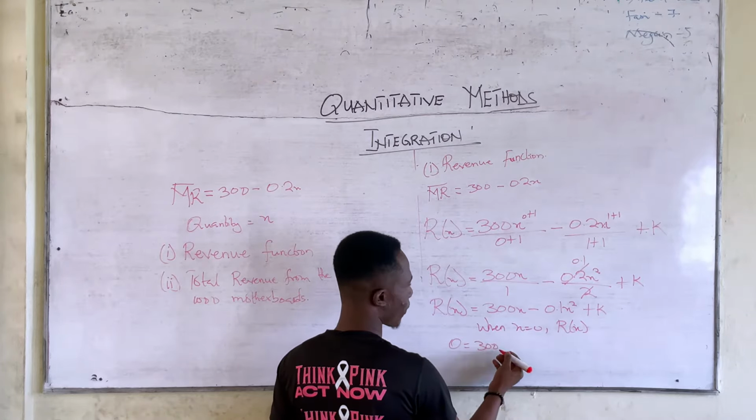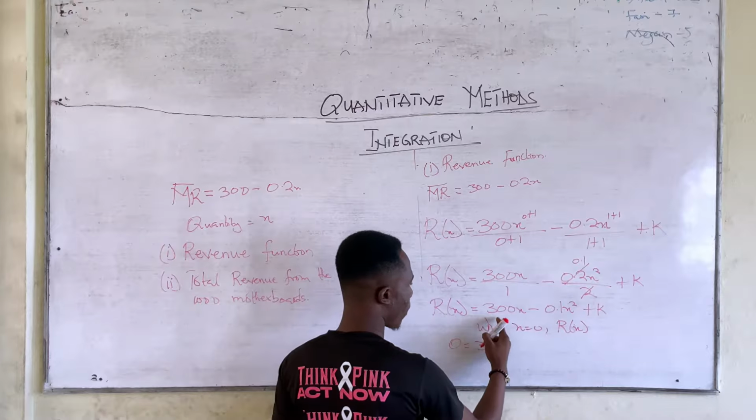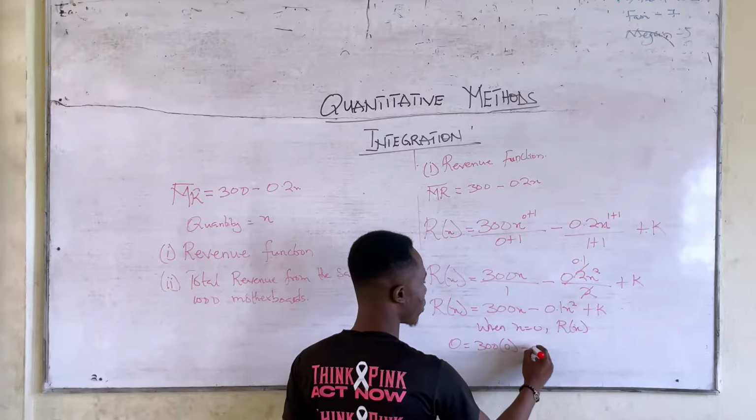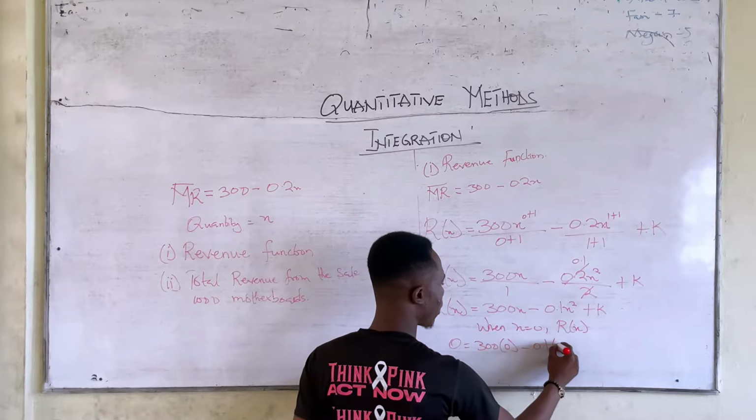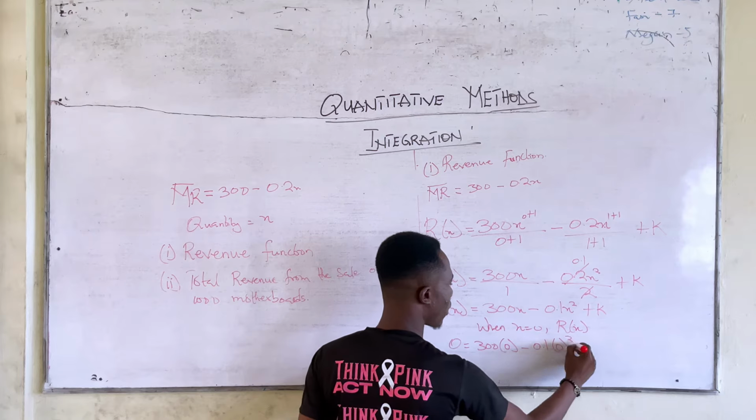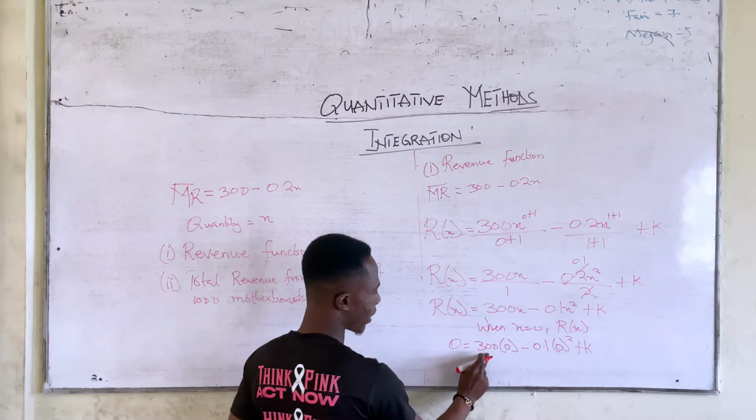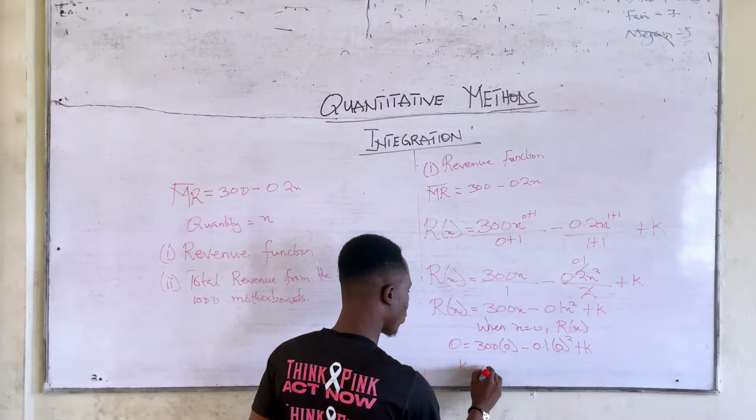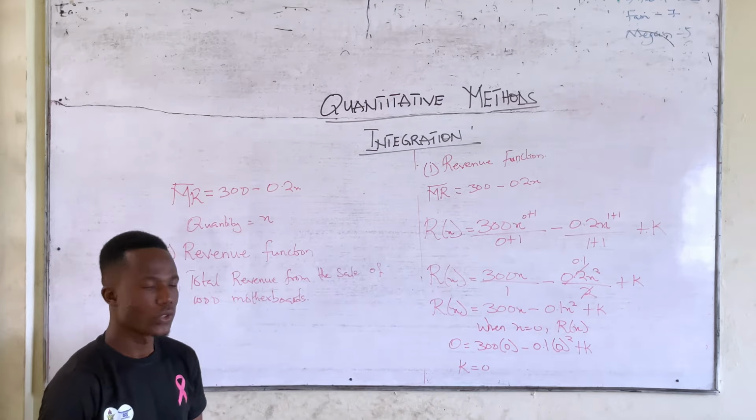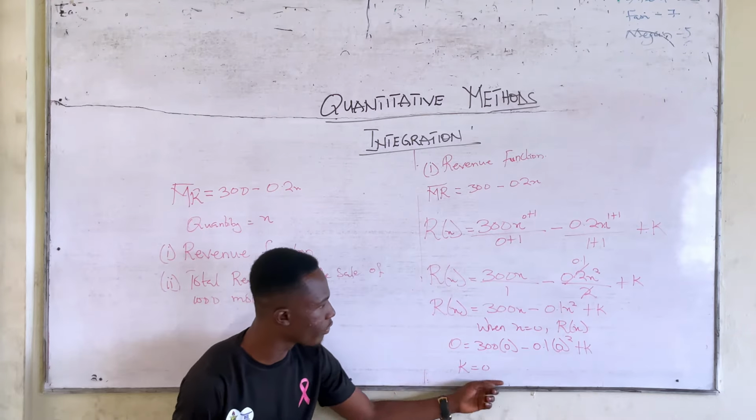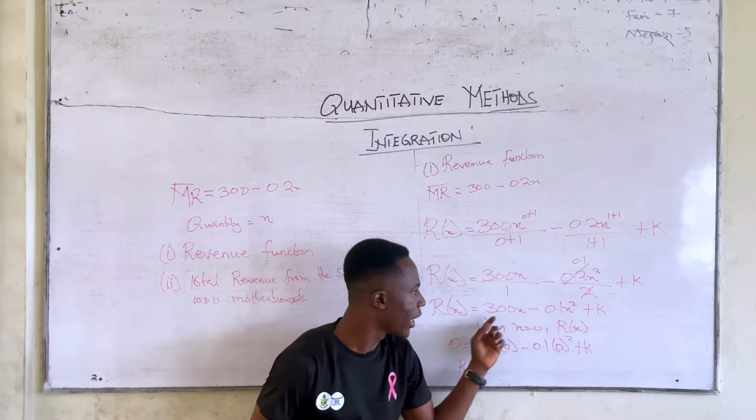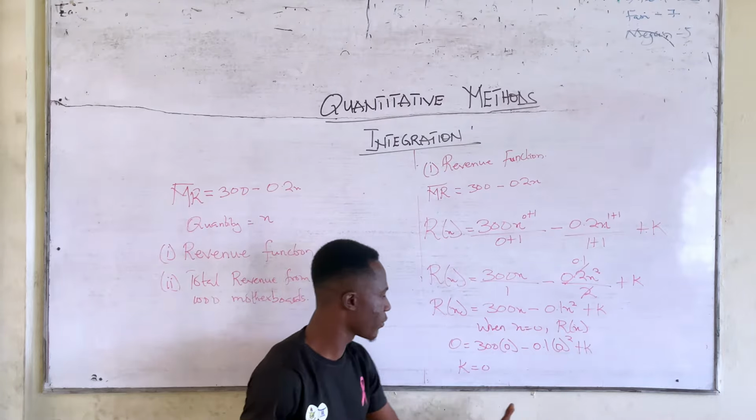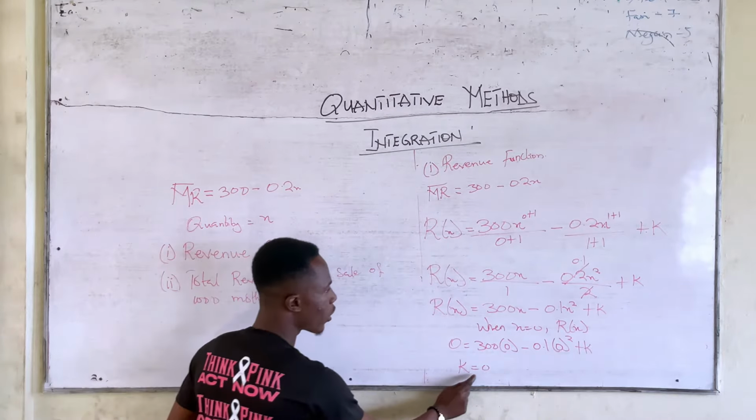So you have what? 300x, right? So the x is 0 minus 0.1 x squared plus k. So everything here is 0, here is also what? 0. So you have k equal to what? 0. So now you are going to substitute what? The value of k into this function. And if you substitute the value of k into the function, you are done for the revenue function. Okay, so now you know k is 0.